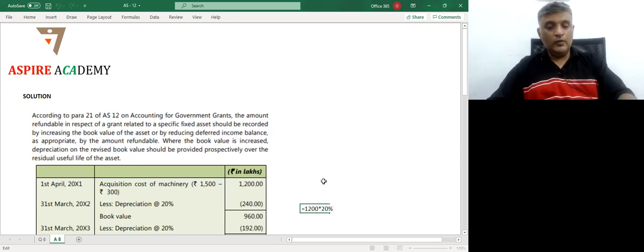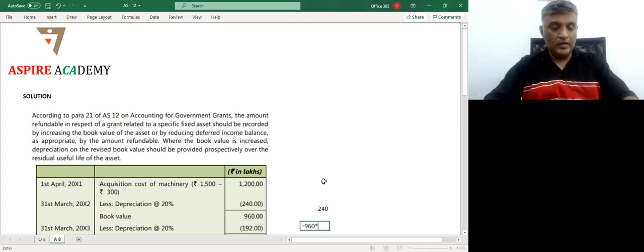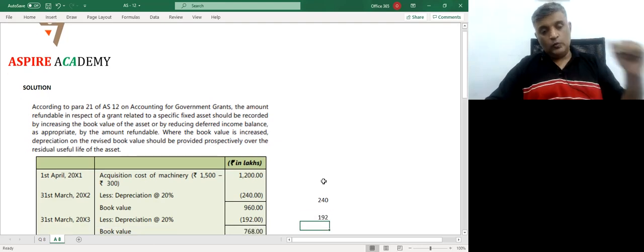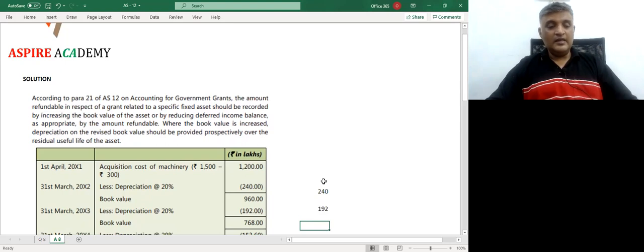Right? 1200 into 20%, that will be 240 lakhs. Now, the balance of the asset is going to be 960. How? 1200 minus 240 is going to be 960. Now, if you calculate 20% WDV on 960, so it is 960 into 20%, that is going to be 192. So the balance asset value is going to be 768.